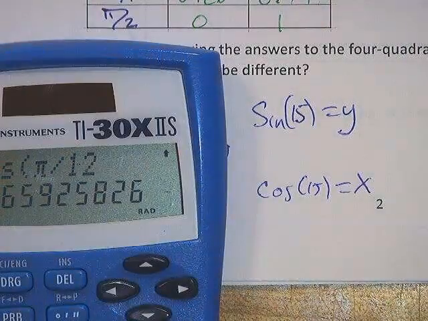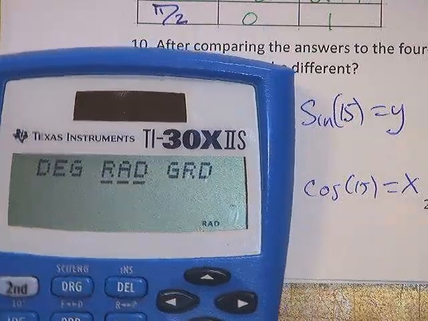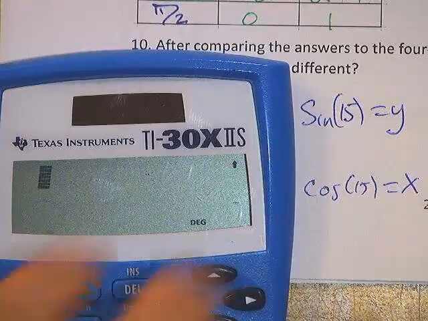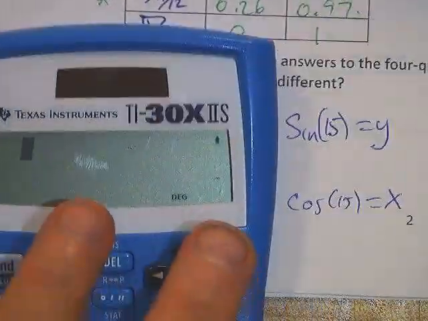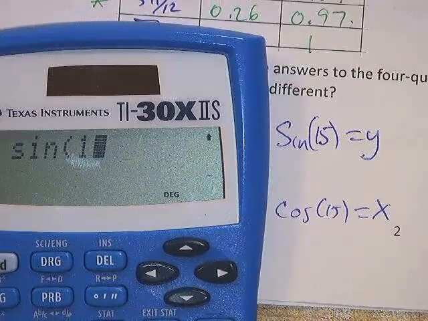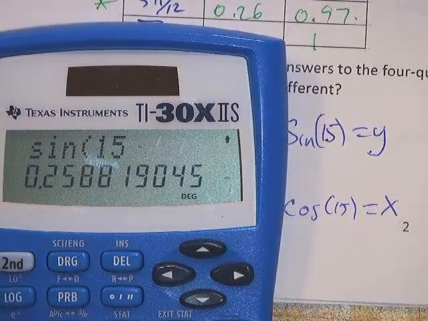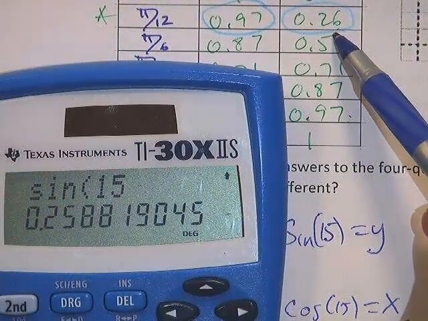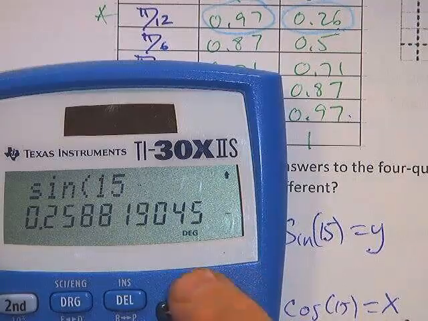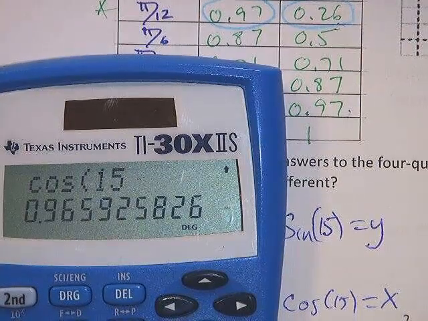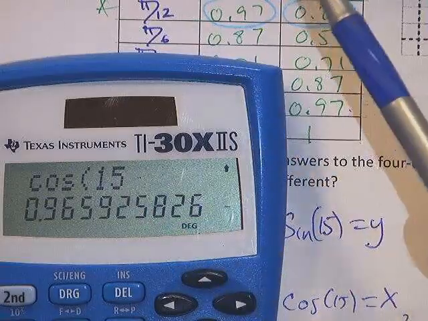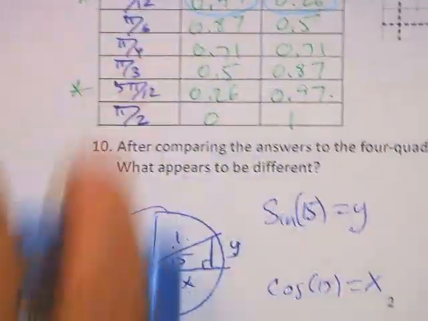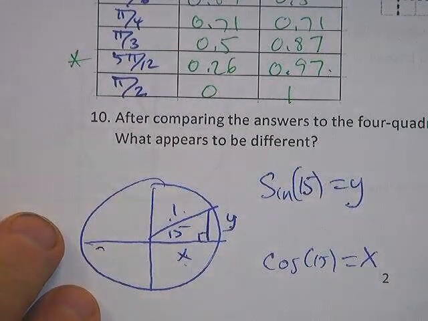So if my calculator is set to degrees, not radians, and I put in the sine of 15 degrees, I get 0.2588, and we got 0.26, and that's the y value. If I do the cosine, I get 0.965, and we get 0.97 here. So again, it rounds to 0.97. So one way of getting there would be using sine and cosine.